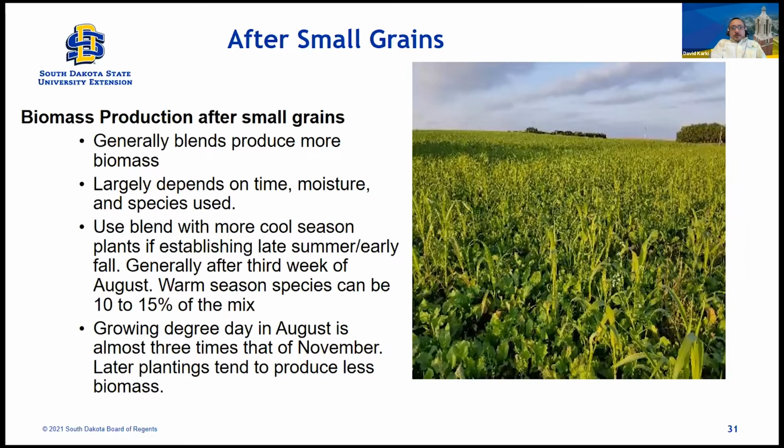And for biomass production, generally, blends have done really well rather than having one single species. Depending on what time of the year, that tells you what type of species, in terms of cool season versus warm season, needs to be in the mix. It's always different if you have a full season growing in mid-June versus after small grain has been taken off in the early part of August. So something to think about.